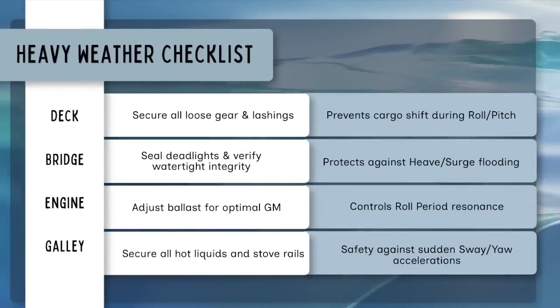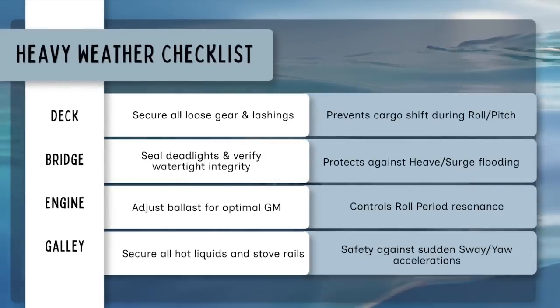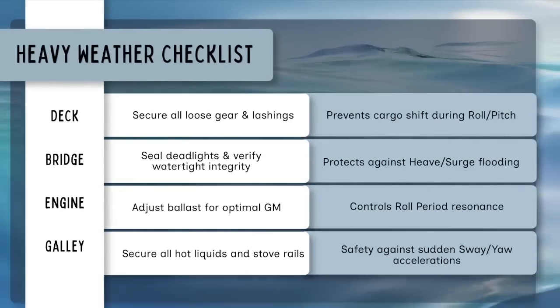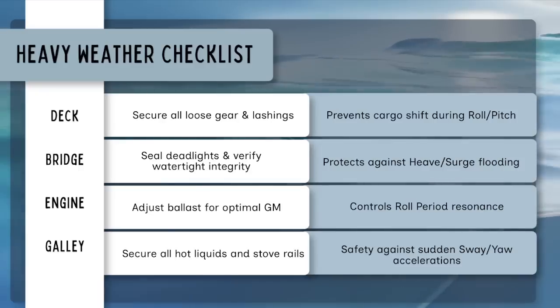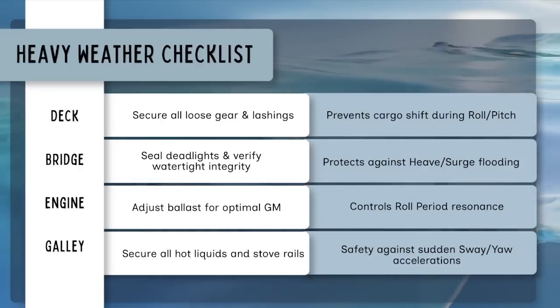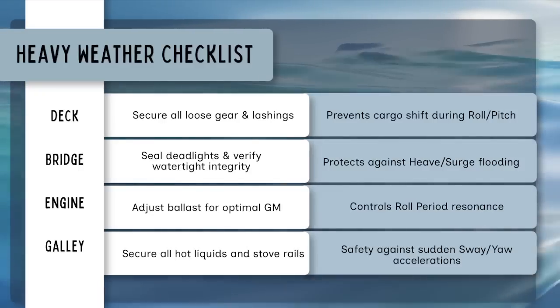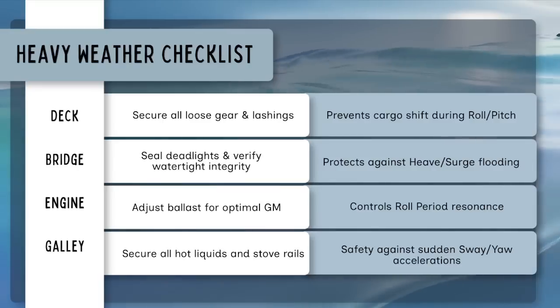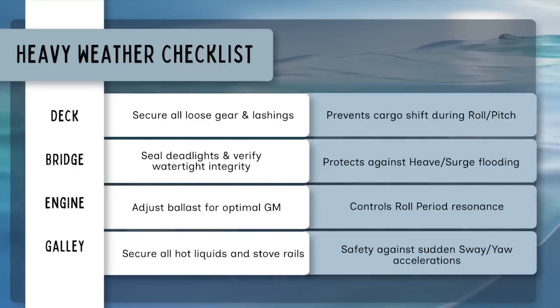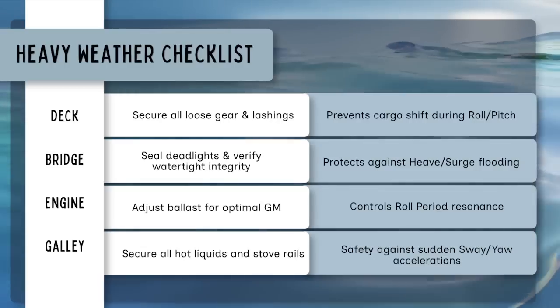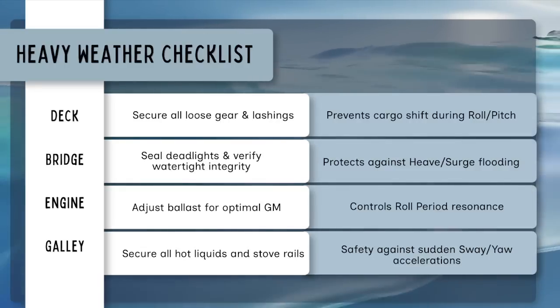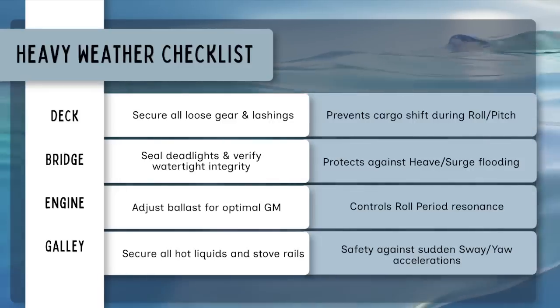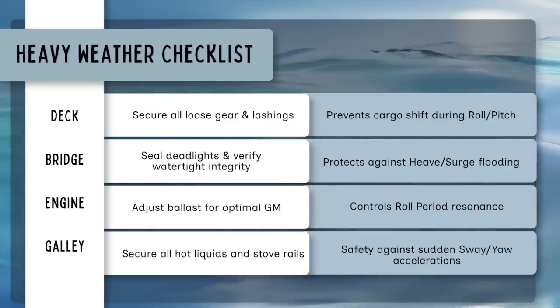So we have here the heavy weather checklist. On the deck, they secure all the loose gear and lashing, which prevents the cargo from shifting during the roll and pitch. On the bridge, seal deadlights and verify watertight integrity. This will protect against heave and surge flooding.